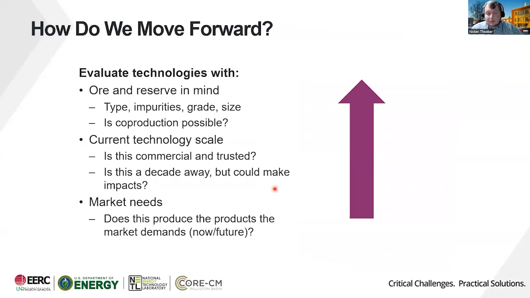So finally, how do we move forward? Looking at all these technologies, there's lots of different technologies. In each of those technology spaces, we need to evaluate it with what ore do we have? And so what type of ore is it? What impurities are in there? How much of that ore is it? And then how big is that ore? Is it millions of tons, or is it a few thousand tons, or is it really tiny? And the technology I use is dictated by all four of those things.